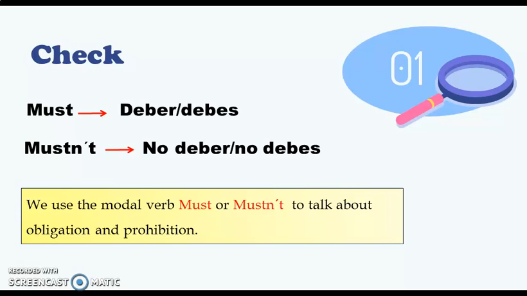So, to express an obligation, you are going to use must. To express a prohibition, you are going to use mustn't.